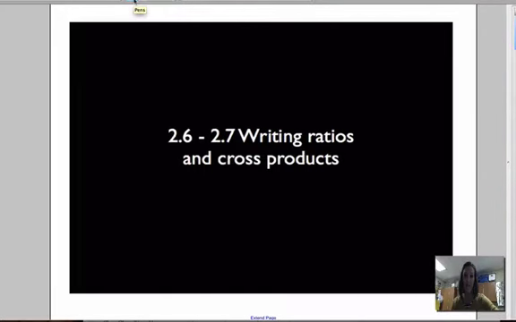This podcast covers two sections: 2.6, which is writing ratios, and 2.7, which is solving cross products.